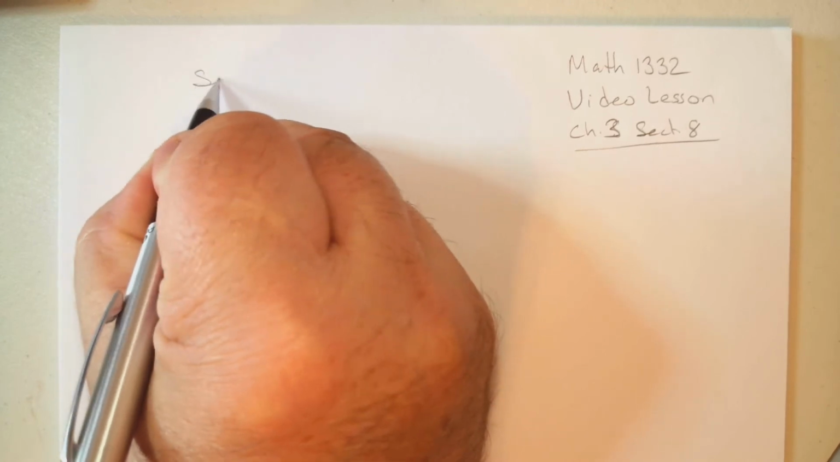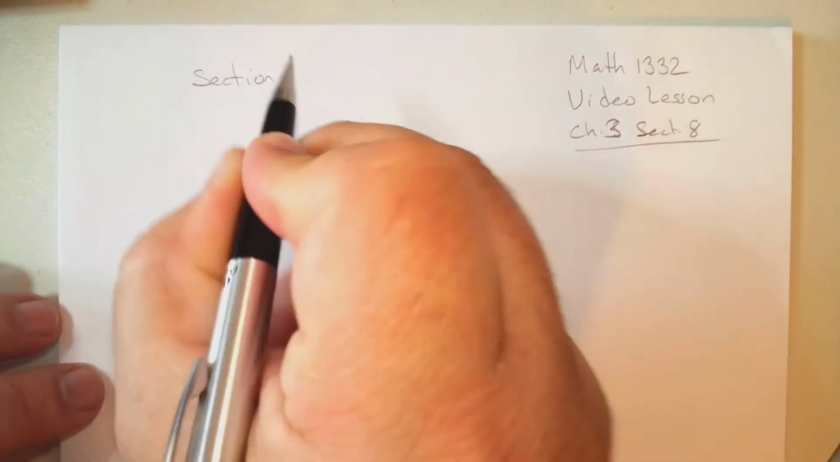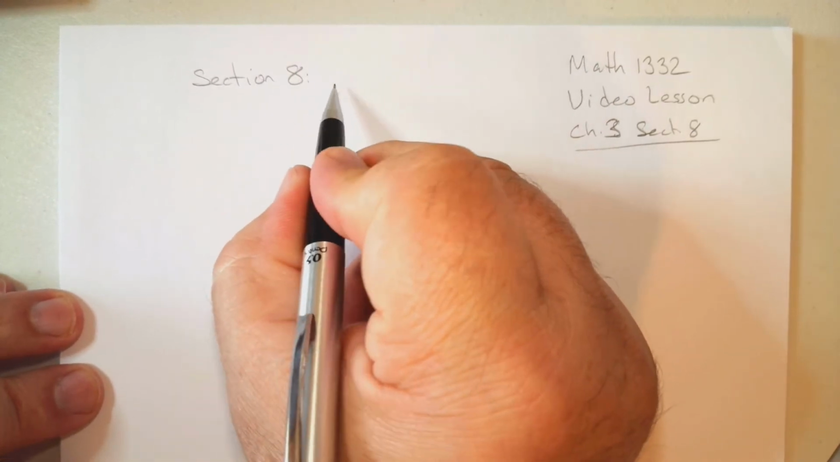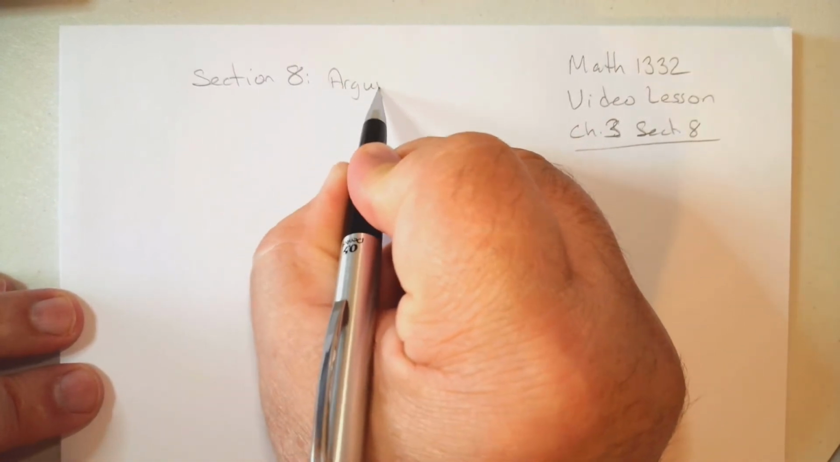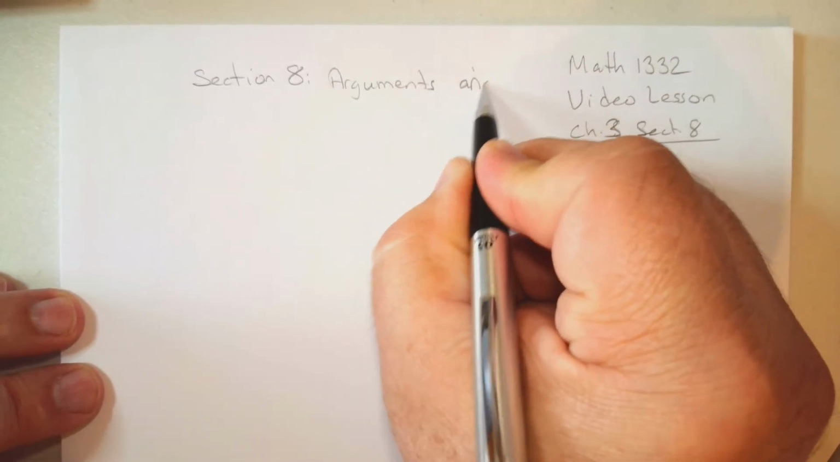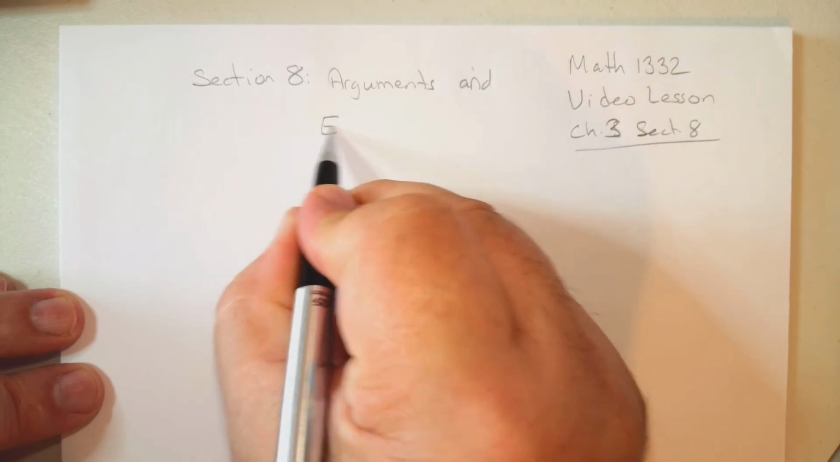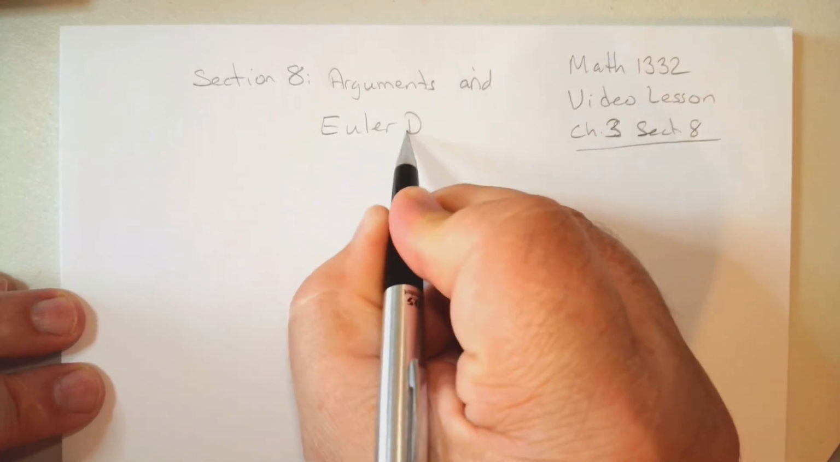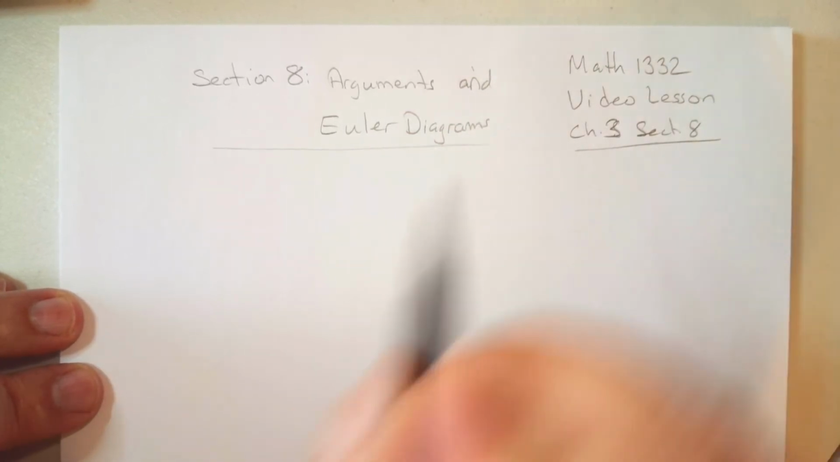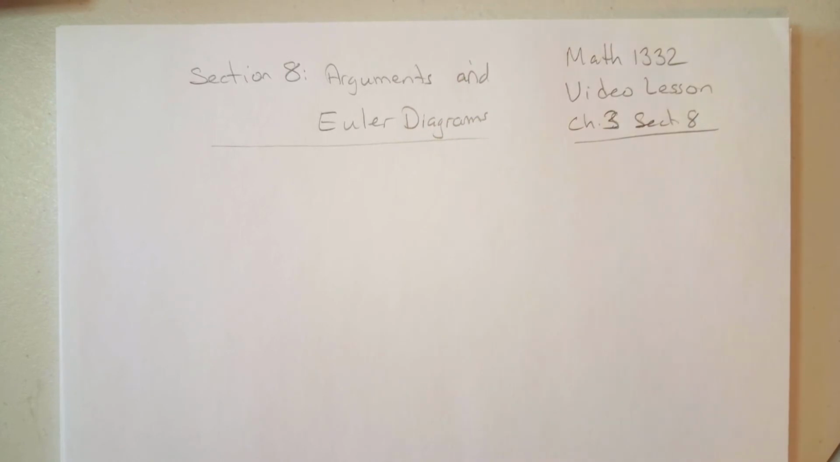Alright, section 8 deals with arguments and Euler diagrams. So it deals with arguments, and we're presenting them now using what are called Euler diagrams.